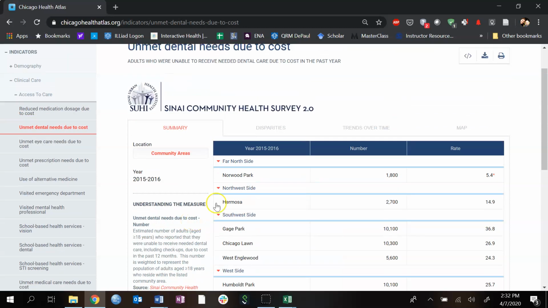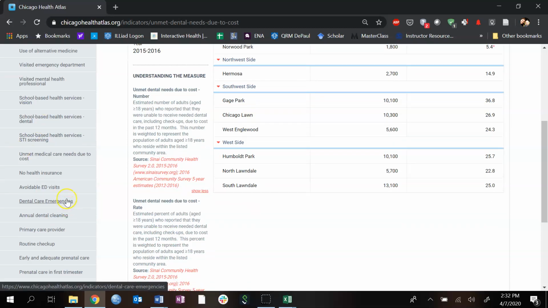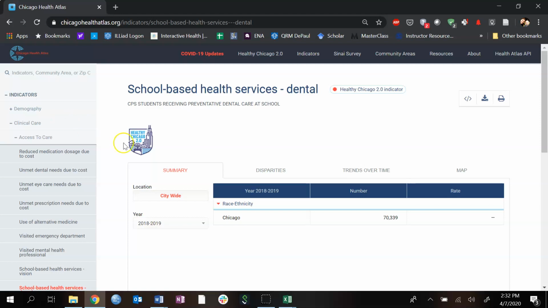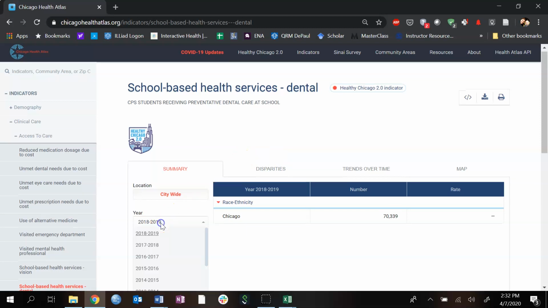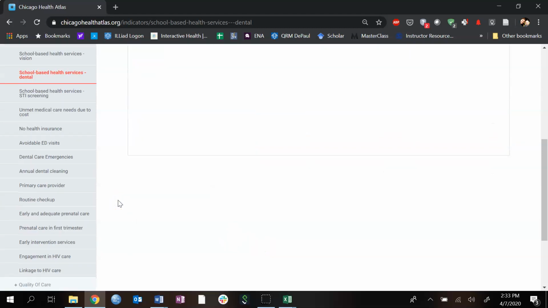So I would say for the most part, anytime you see data from the Sinai Community Health Survey, you just don't work with it. You're not going to be able to do anything with it. So you have to find different variables to work with. And it's not clear from the outset how to get just the Chicago health data, how to not have any of the Sinai data pulled into your exploration of this webpage. So that's not ideal, but it's just the reality of working with this data set. We could try the no health insurance.